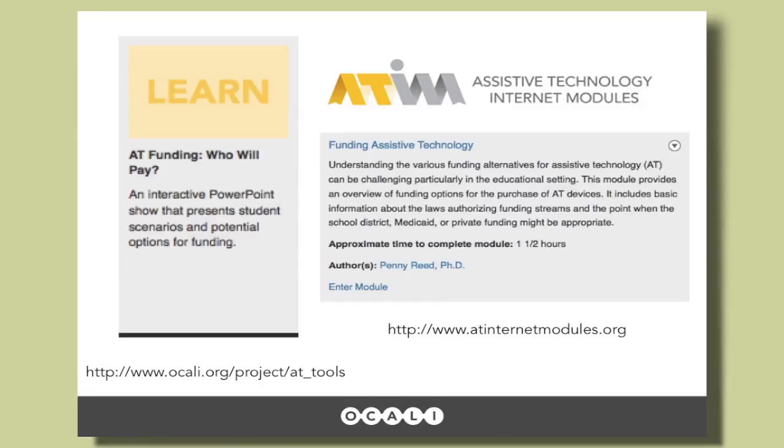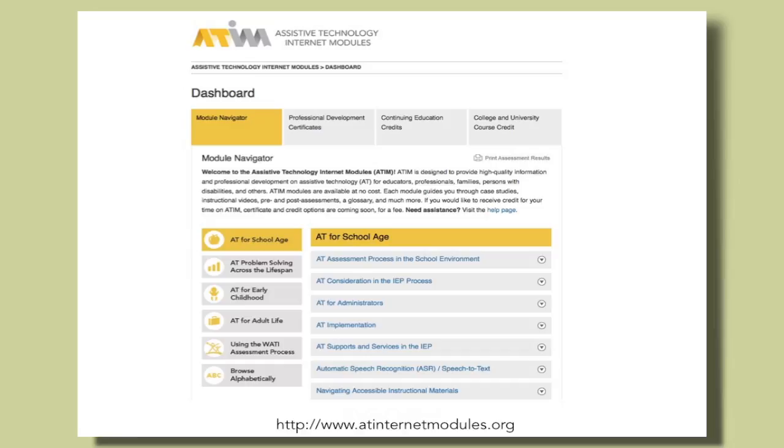Now, can you talk more specifically about ATIN, the Assistive Technology Internet Modules? Yes, we've been in the process for the last 3 or 4 years of developing assistive technology internet modules. We had an initial set of about 11 modules that were up at the beginning of last year. And those initial modules covered all the basics of what you would need to know in the schools. So again, assessment, consideration, implementation, transition planning, AT overview. There's just a really broad range of topics that you could find within those 11 modules.